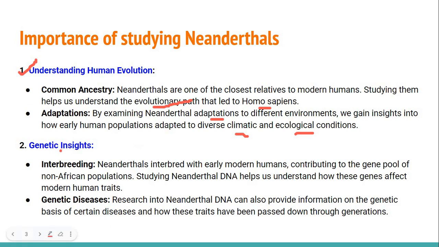Now, we also get some genetic insights, as we know that Neanderthals were capable of interbreeding with modern humans, contributing to the gene pool of non-African populations. Studying Neanderthal DNA helps us understand how these genes affect modern human traits. Research on Neanderthal DNA can also provide information on the genetic basis of certain diseases and how these traits have been passed down through generations.